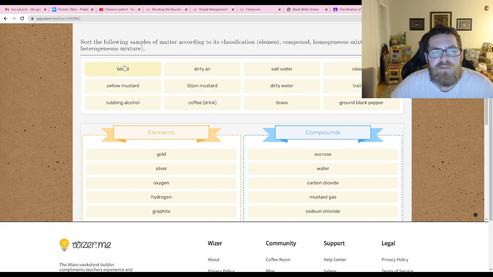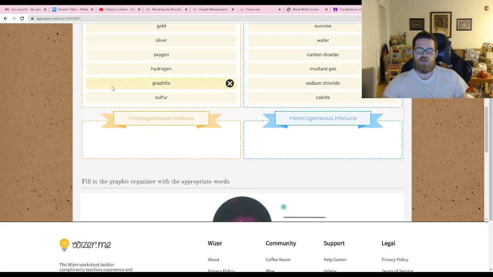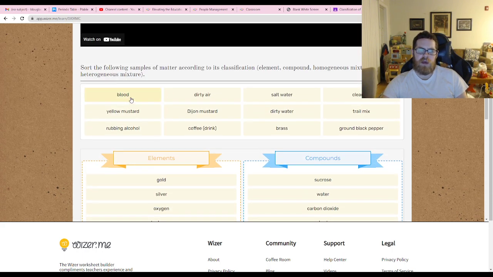You might look at blood for a second and not be sure what it is, but remember, blood has iron in it, right? But not all blood is iron. So therefore we know it must be a mixture. But you can't tell the parts apart, so it must be a homogeneous mixture.